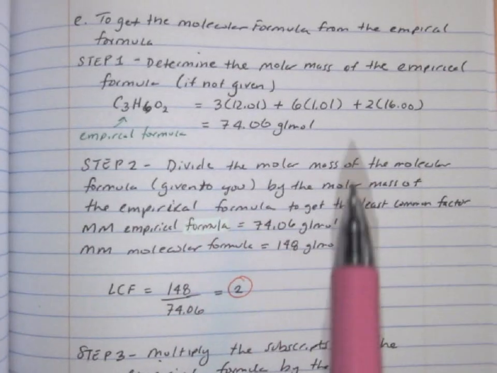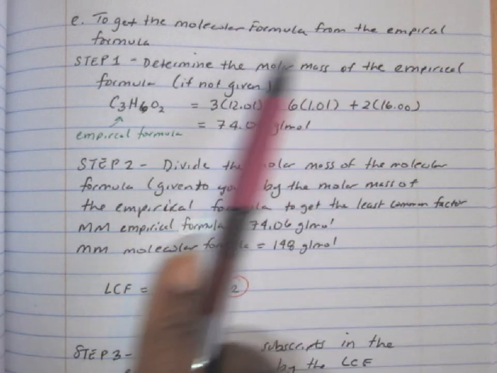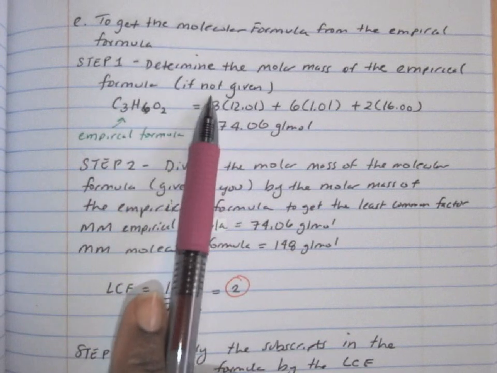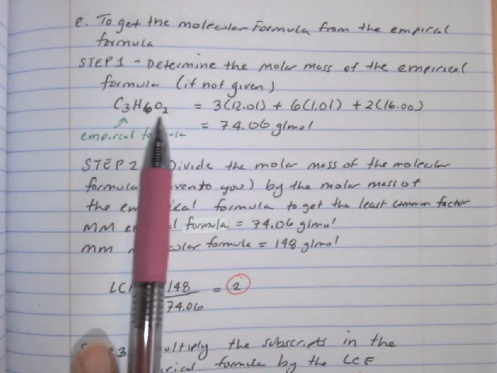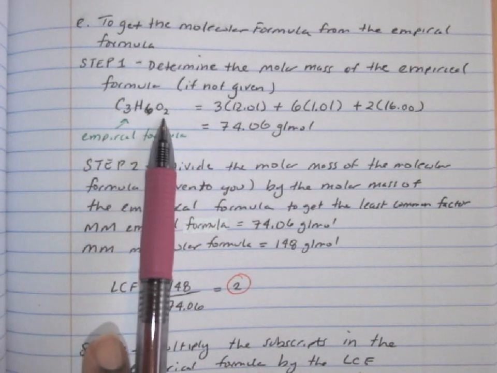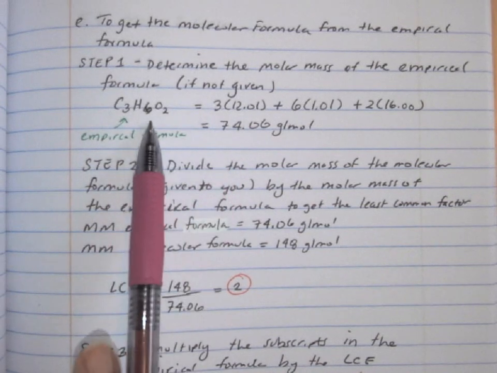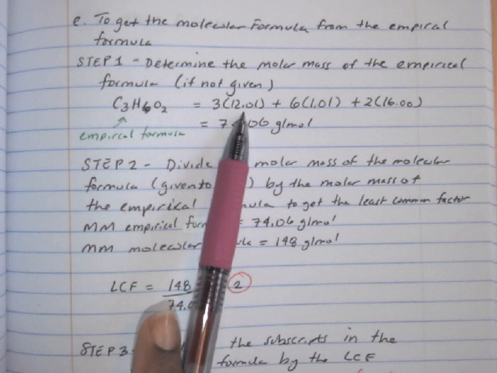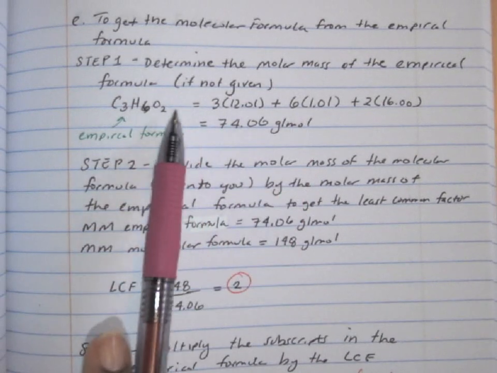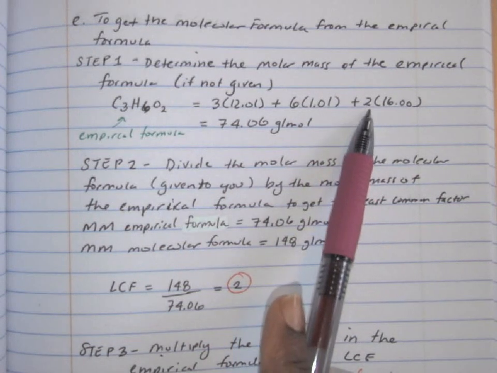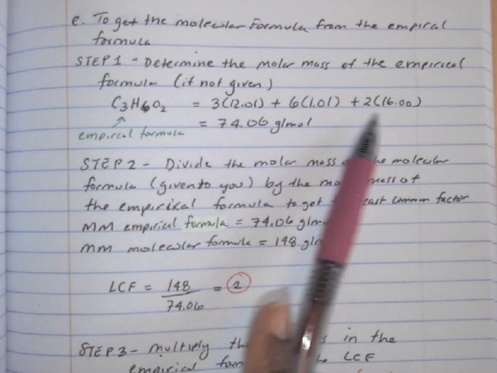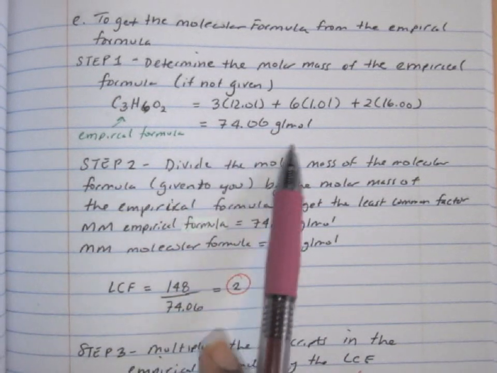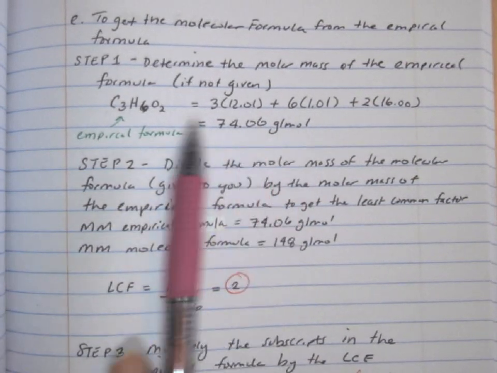So to get the molecular formula, the actual formula of the molecule, from the empirical formula, what we're going to do is first determine the molar mass of the empirical formula if it's not given to you. So our empirical formula is C3H6O2. Now I'm going to get the molar mass just the same way I do it normally. So 3 times the average atomic mass or molar mass of carbon, plus 6 times 1.01, which is the average atomic mass of hydrogen, plus 2 times the average atomic mass of oxygen. Remember, all these numbers in parentheses come from the periodic table. Then I add them together and I get the molar mass of my empirical formula.